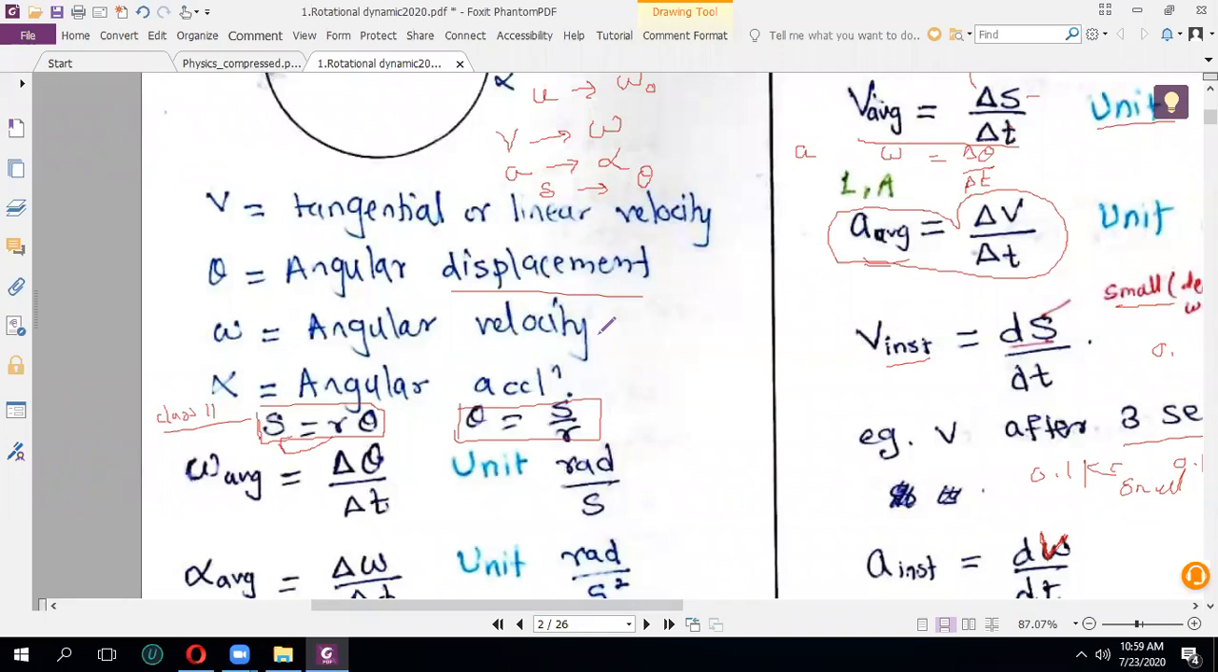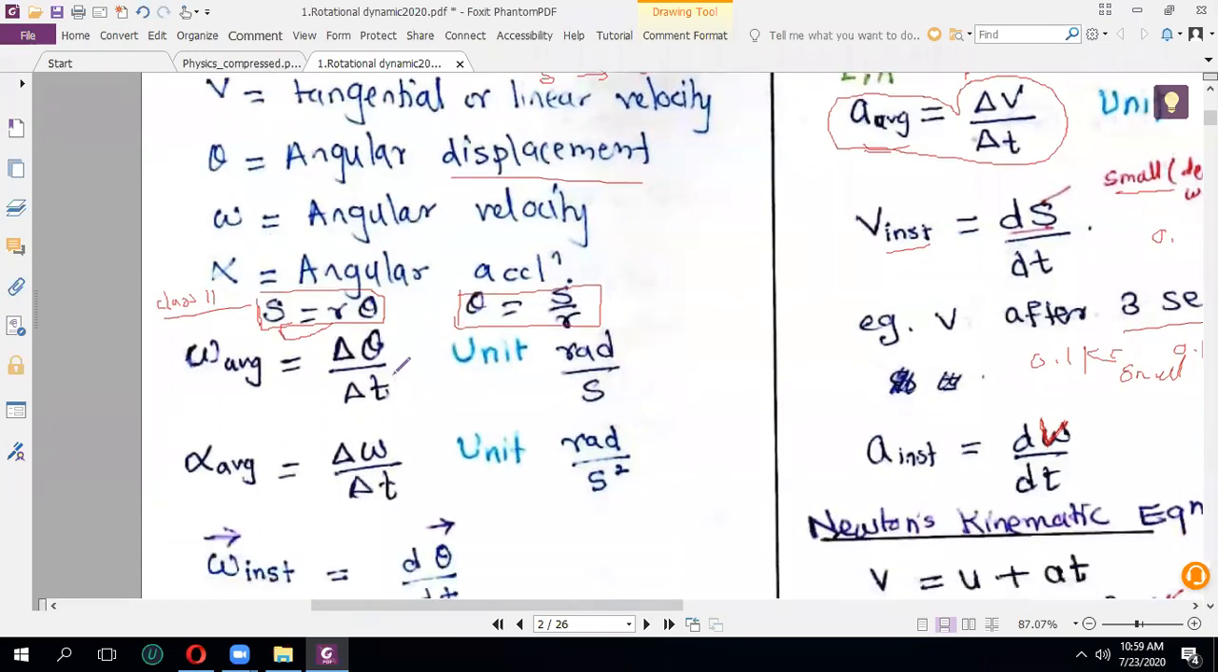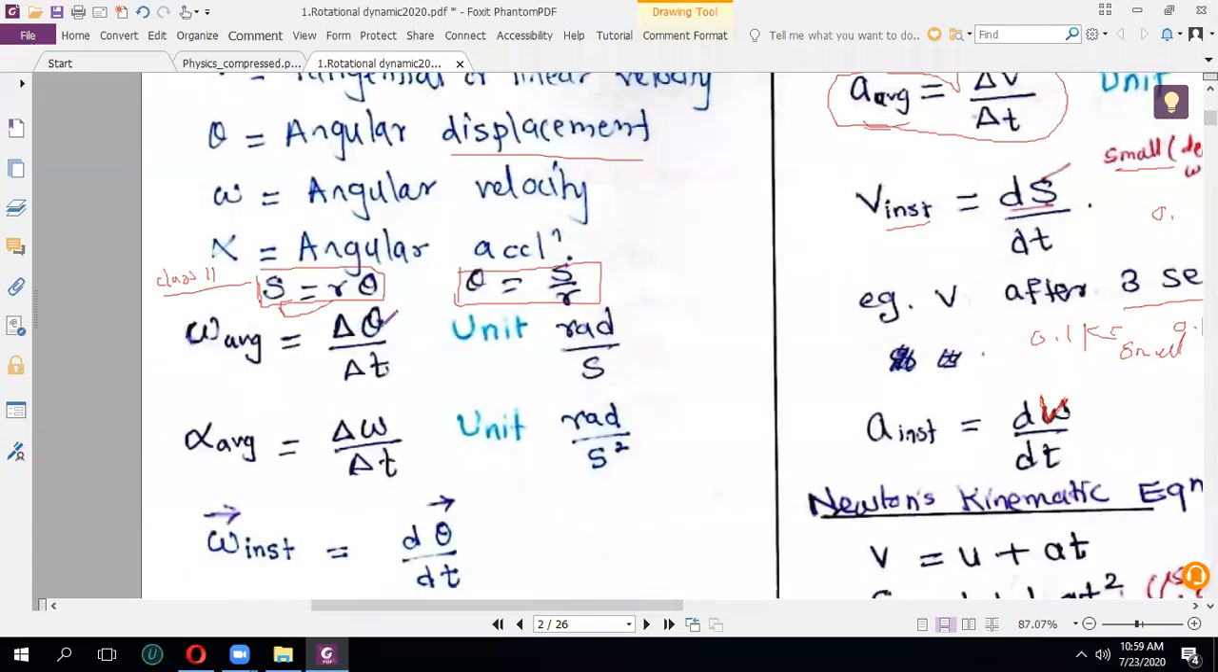Yes sir. How to convert the linear formula to the circular motion formula? Same. V की जगह we are replacing by omega, and delta S we are replacing by theta, and time is as it is. Easy है कि नहीं? It's very easy. See, we are just replacing the symbol only.